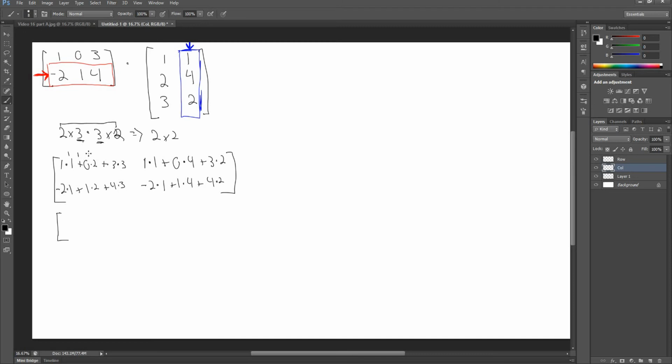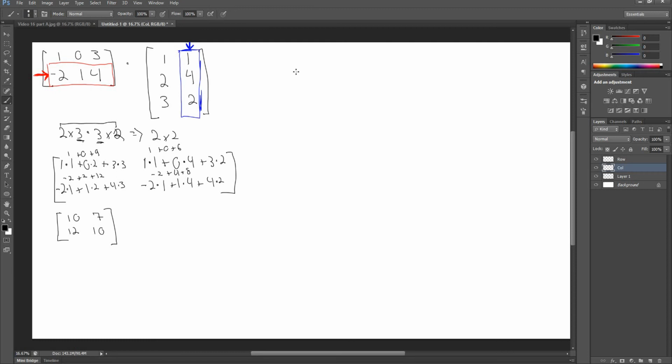So we have 1 plus 0 plus 9. We have -2 plus 2 plus 12. We have 1 plus 0 plus 6. We have -2 plus 4 plus 8. So I have 10, I have 7, I have 12, and I have 10. We can keep expanding these if we want to.